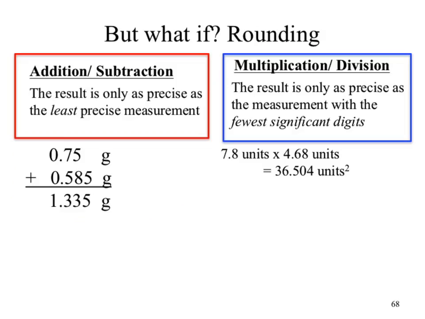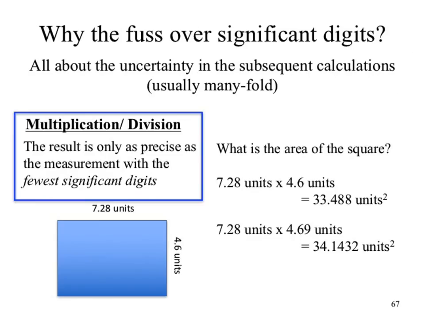So even though we have the tenths on that one, we still don't go as far as the tenths. We don't go out to the tens place. It's a new rule. Our new rule for multiplication and division is we only carry the number of significant digits.